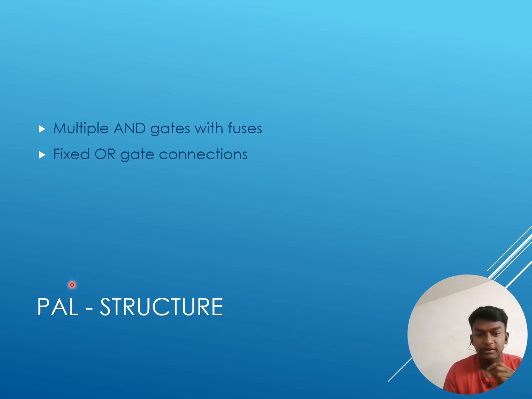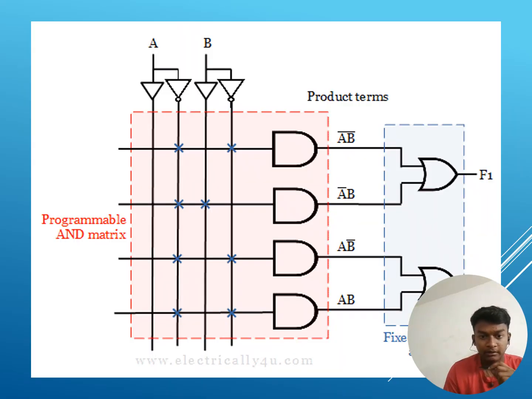The basic structure of PAL: it has multiple AND gates with fuses and fixed OR gate connections. In the next slide, we're going to see the structure of the programmable array logic. This is the structure of programmable array logic. PAL has a programmable AND array. You can clearly see that the connections are according to our uses. We can change these connections according to our Boolean expression or our particular operation.